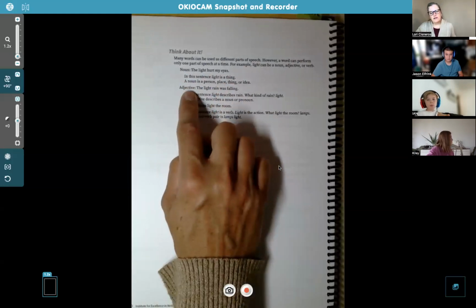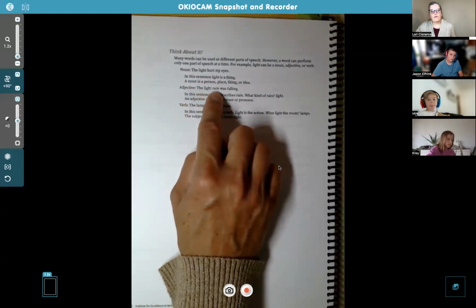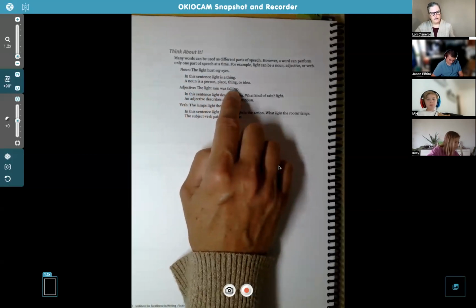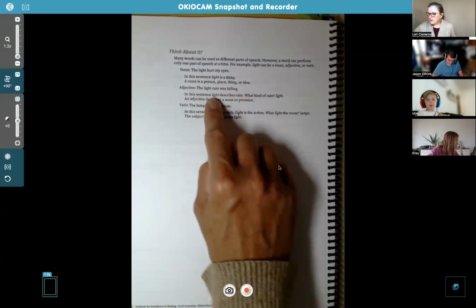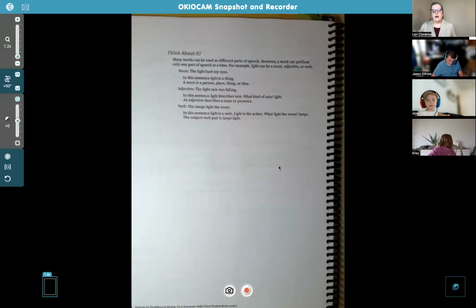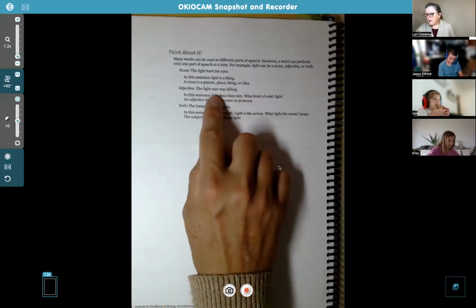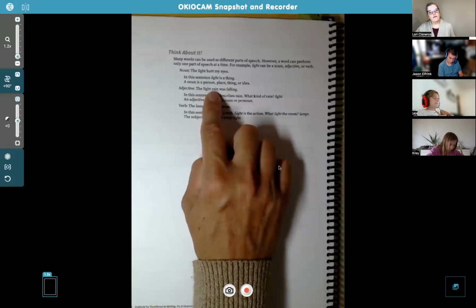Here it is used as an adjective. The light rain was falling. In that sentence, light describes the rain. It tells that it's a gentle light rain. It's not pouring down rain. Sometimes it does that. But light rain is just telling what kind of rain. So that is an adjective.